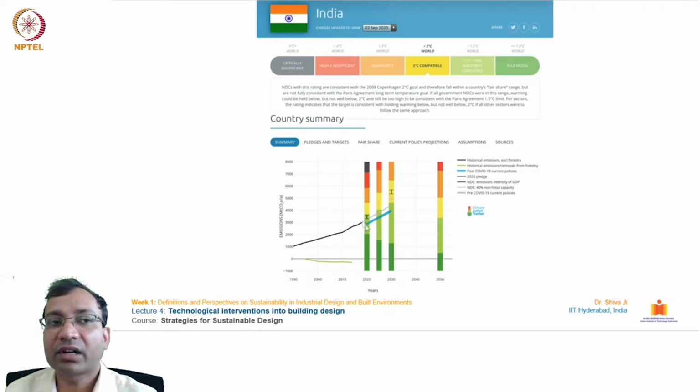So you see there is a drastic shift which has happened over here due to the situation of the prevailing pandemic. And then 2020 pledge, so these are how India has planned to reduce its emission. And presently also India conforms to a 2 degrees compatible temperature rise at the global level.